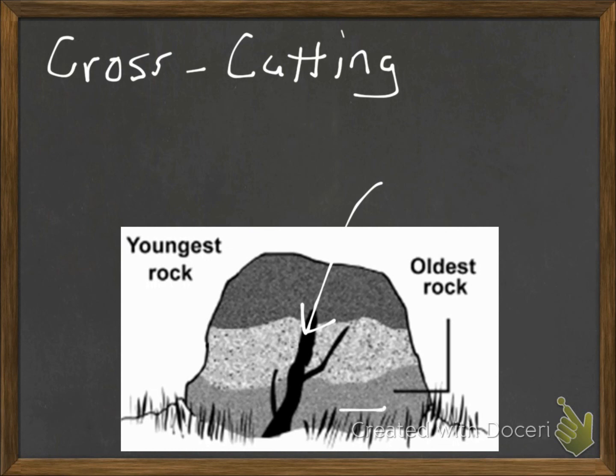So this would be the oldest because it's on bottom, this would be next oldest because it's next, and this would be third oldest, and then this would be the 4th oldest, or the youngest of the 4 rocks we see there. So anything that cuts across another layer must be younger than the layer it's cutting across. And that's the law of cross-cutting relationships.